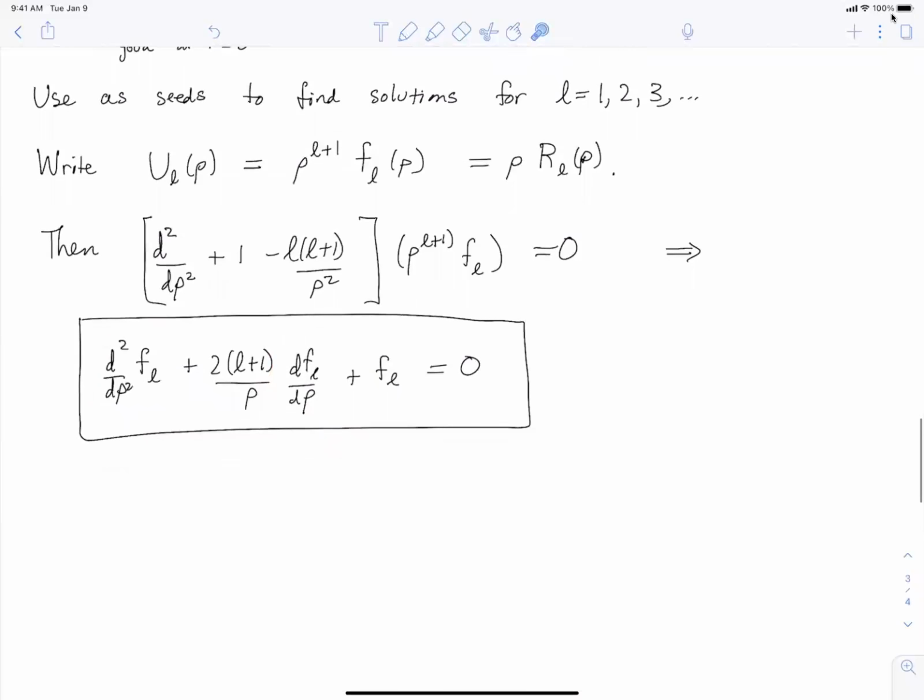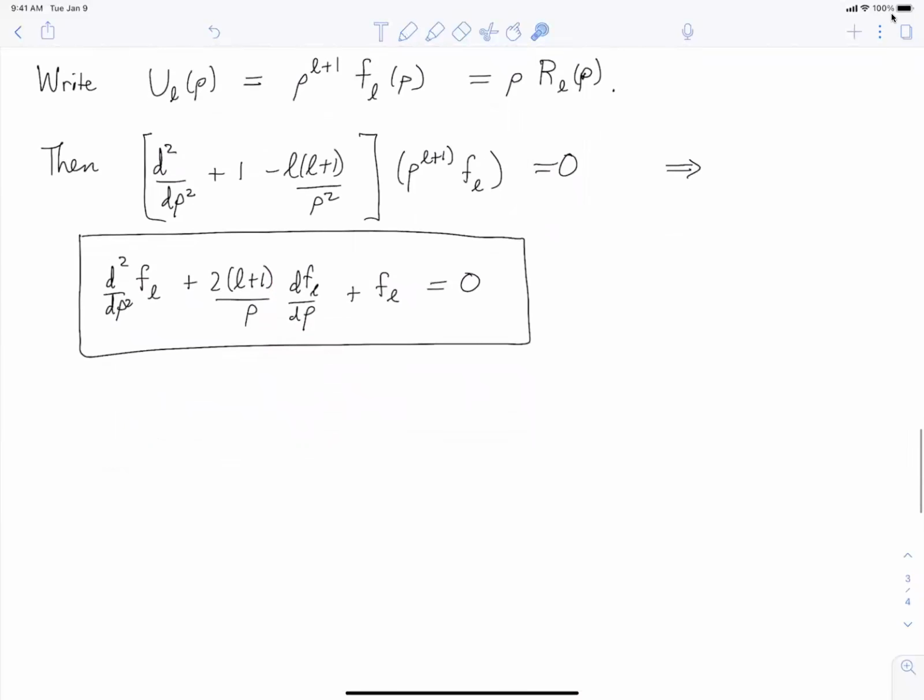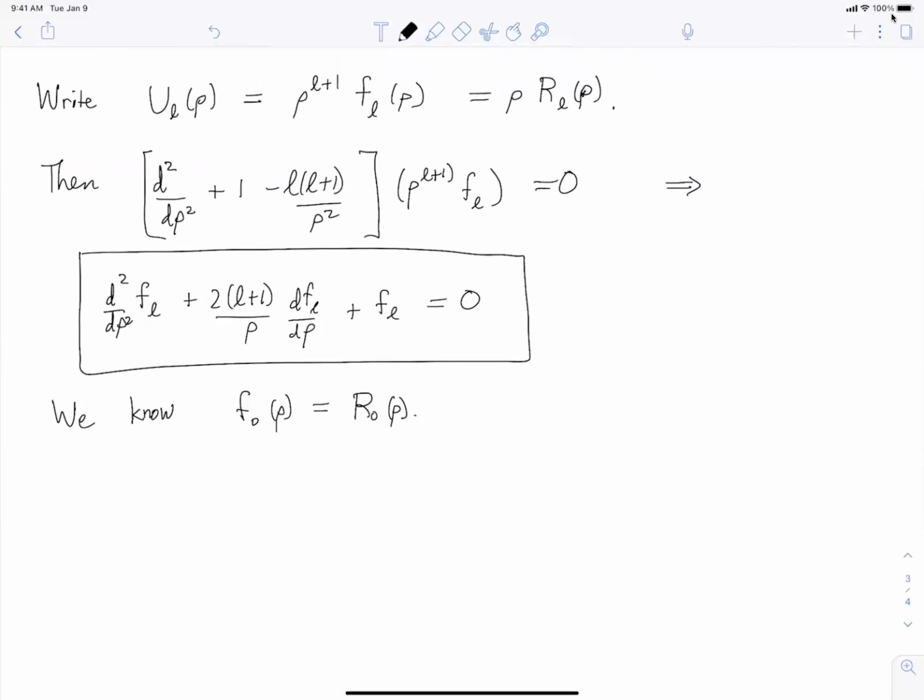Okay, but here's the claim, is that let's say you have a solution of this for some L, then you can construct a solution for any other L. So let's see how that works. So first of all, we know that F0 of rho is equal to R0 of rho. So that's nice. That means if we have F0, which we do, then we get the radial coordinate, it's just equal. So notice that comes from here, plugging in L equals 0.